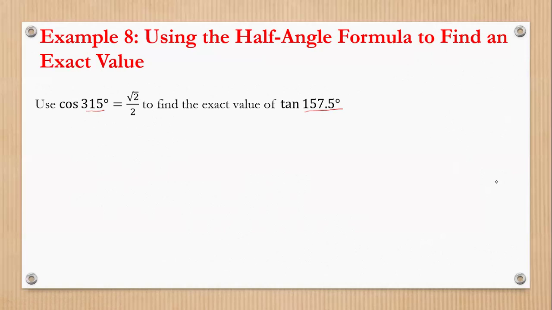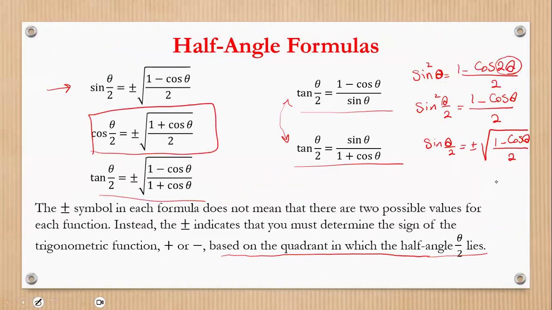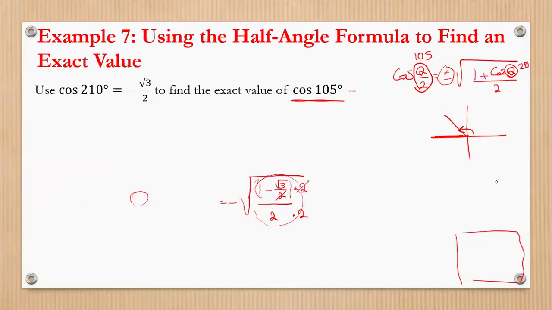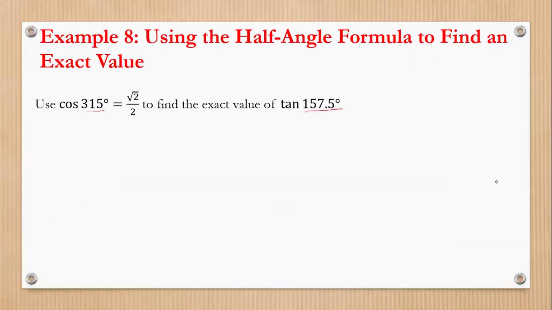For the tangent of a half angle, we have 3 different formulas. Which one is easier to use for me? If I want to use this one, I need both the sine and cosine. If I want to use this one, I need both the sine and cosine. But if I want to use this one, I only need the cosine, and the problem only gave us the cosine. So it's better to use this formula in this case because it's easier. We don't need to find the sine. We don't have more work to do. Okay, so let's use the formula.